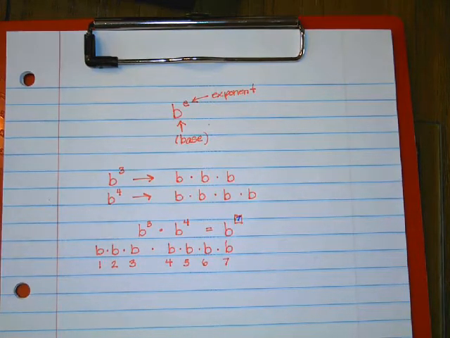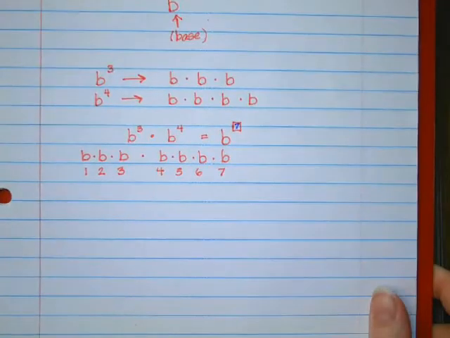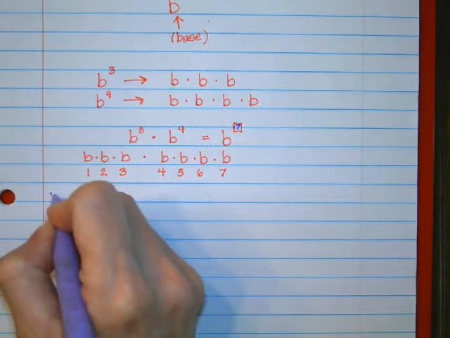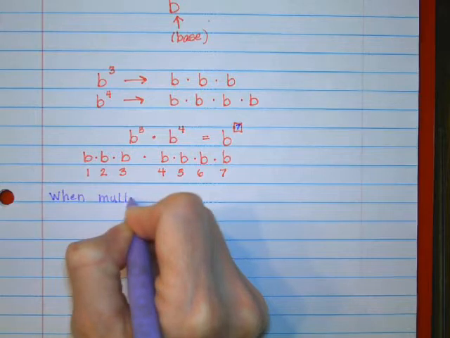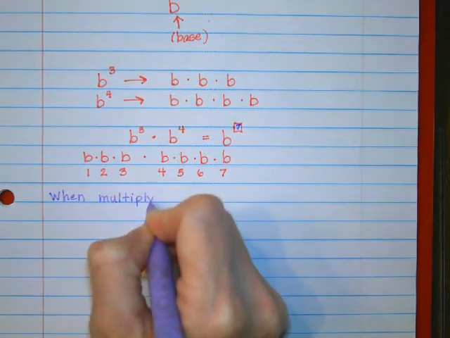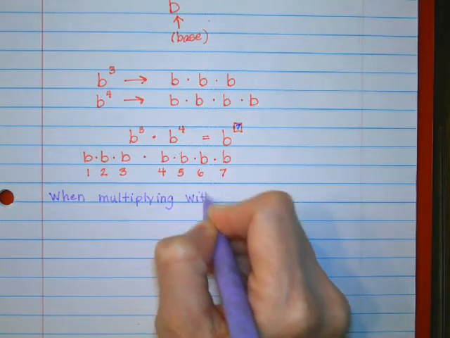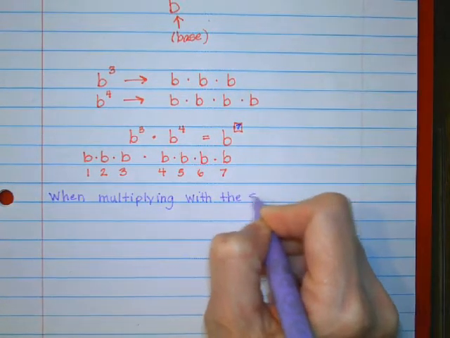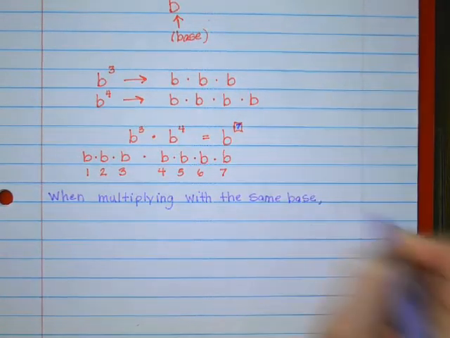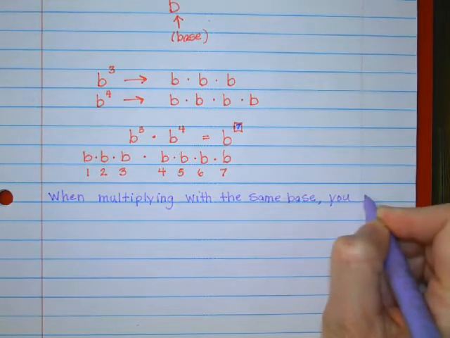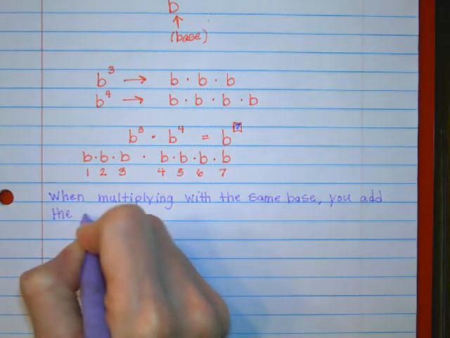So the rule is, when multiplying with the same base, you add the exponents.